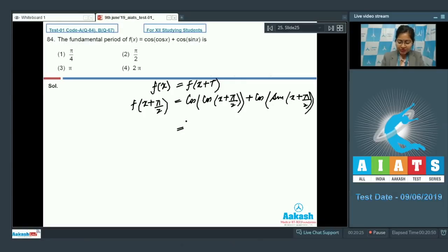Now as we know that cos of minus x is equal to cos x, so we have cos of sin of x plus cos of cos x, that is equal to f(x). So it means that the fundamental period of the function is pi by 2. So option number 2 is the correct answer.